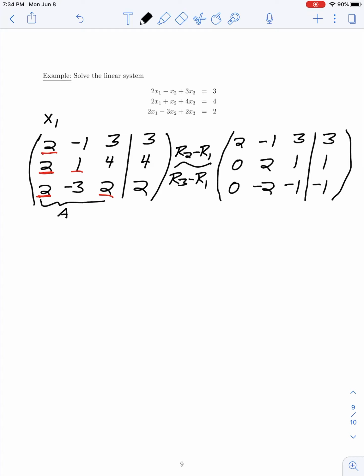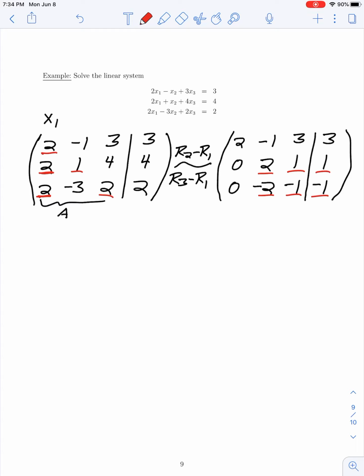So at this stage, I've reduced my second two rows down to two variables, just in terms of x2 and x3. And you might notice right away here that the second and third rows are identical. One is just the negative of the other.